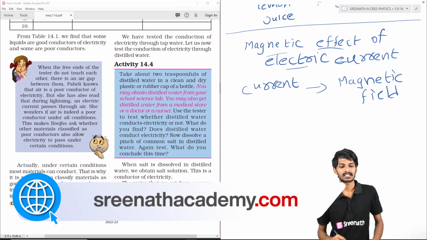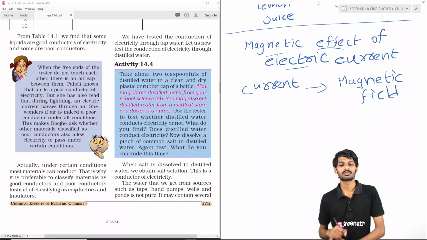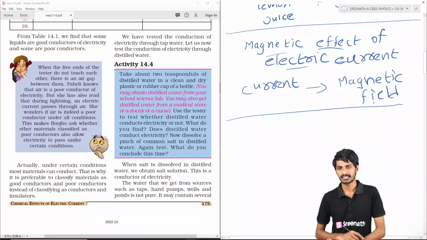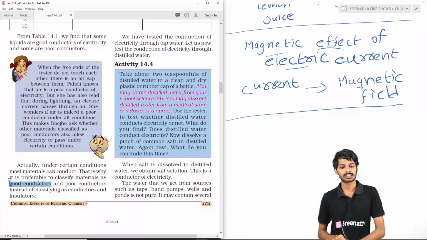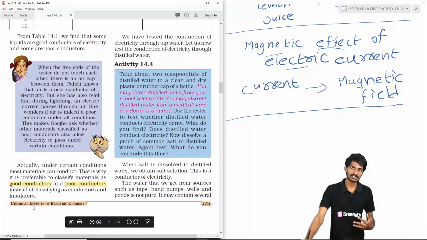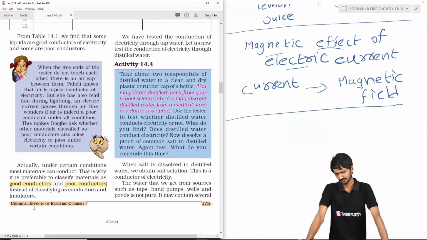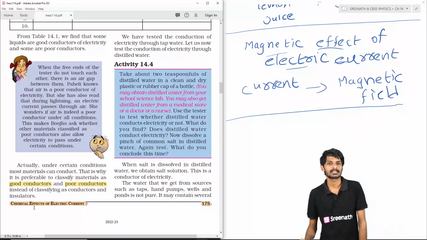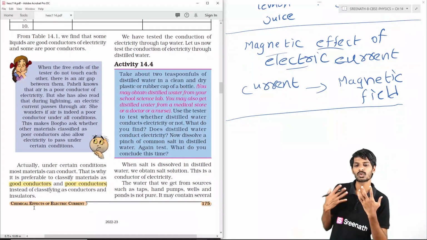So actually, under certain conditions most materials conduct, students. That is why it is preferable to classify materials as good and poor conductors. Every material will conduct in certain extreme conditions. That's why we classify materials as good conductors and poor conductors, not as insulators. Insulator means it does not allow current, but even insulators under certain conditions will conduct electricity, students.